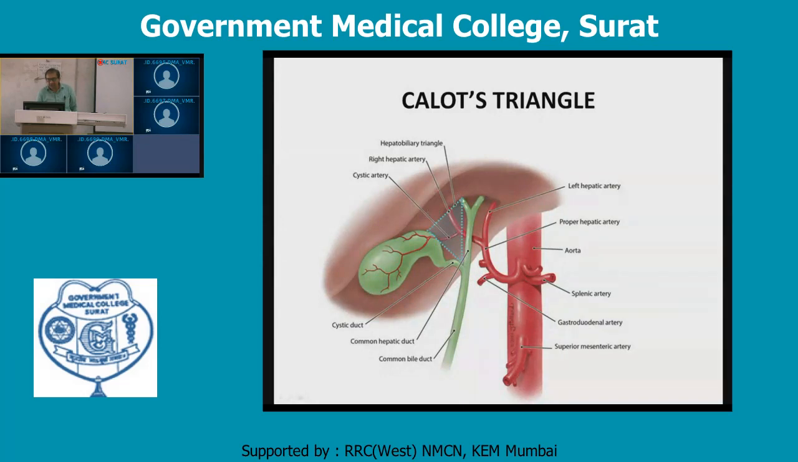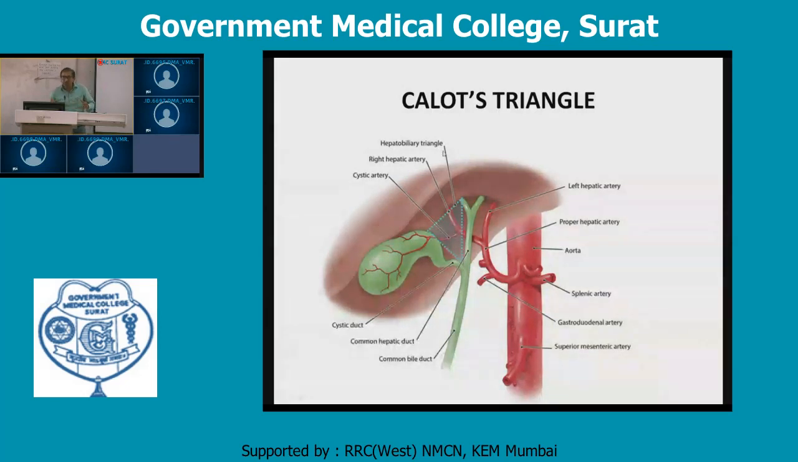So one triangle is demarcated here, and this triangle is known as the Kellogg's triangle. Now this triangle has a surgical importance. Why it's surgically important, I'm going to tell you later on. But let's first see the boundary of this triangle.